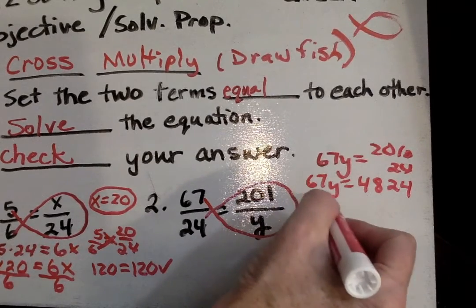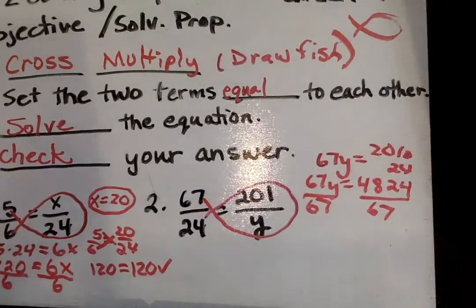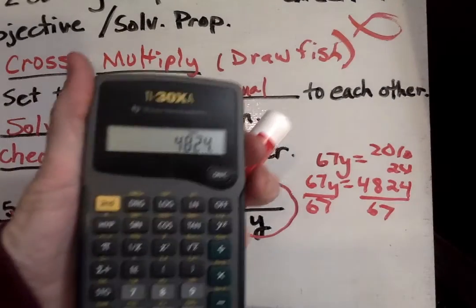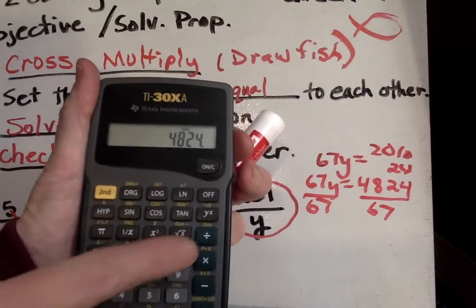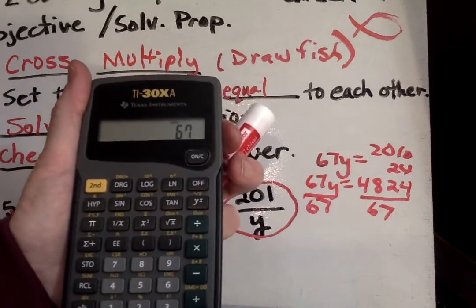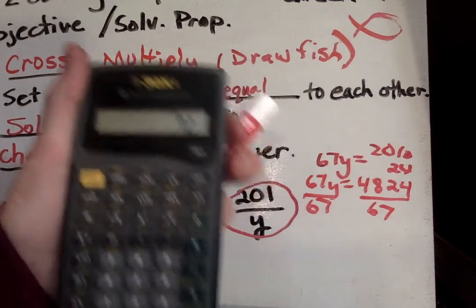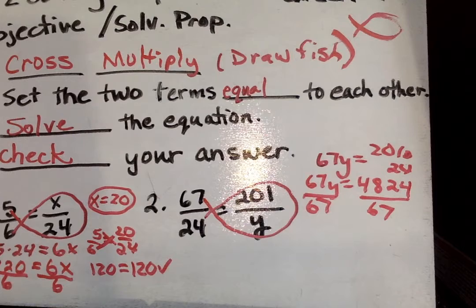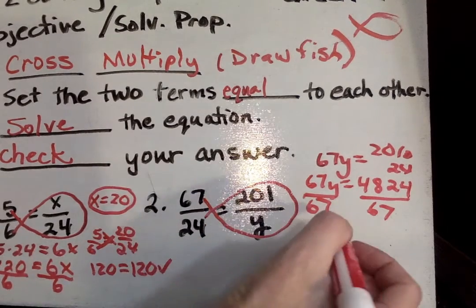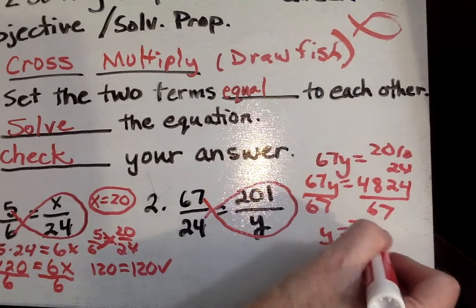Then we divide by the number in front of y, which is 67. And again, your handy dandy calculator. I left the 4824 on there. Divide by 67. Normally the numbers don't come out this pretty, but this one is exactly 72. That's nice. So y equals 72.